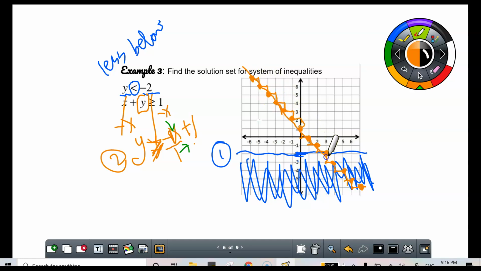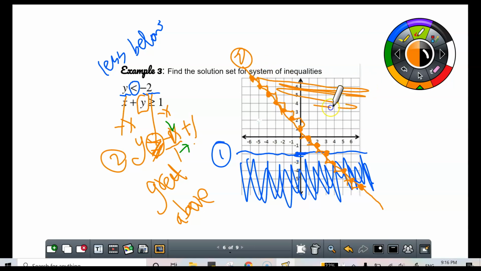You have the second line. Okay? And then deal with the inequality symbol. It is greater than, so you're going to shade above the line. Here is above the line, on top of the line, so you're going to shade this area. Let's make the first line more clear.